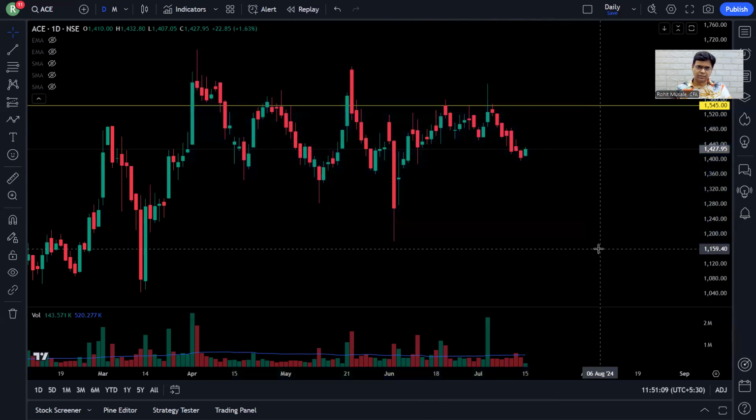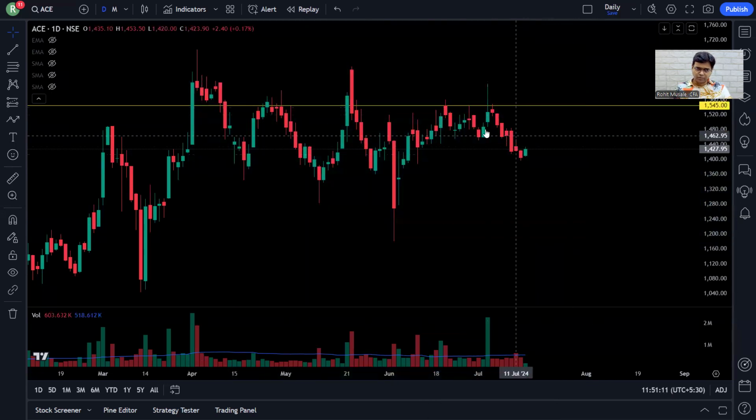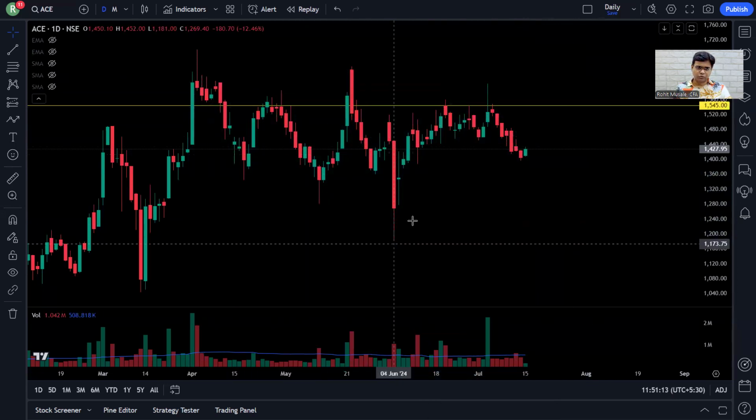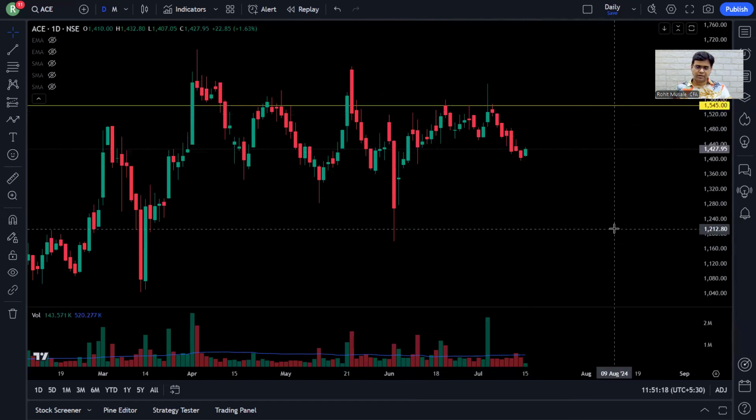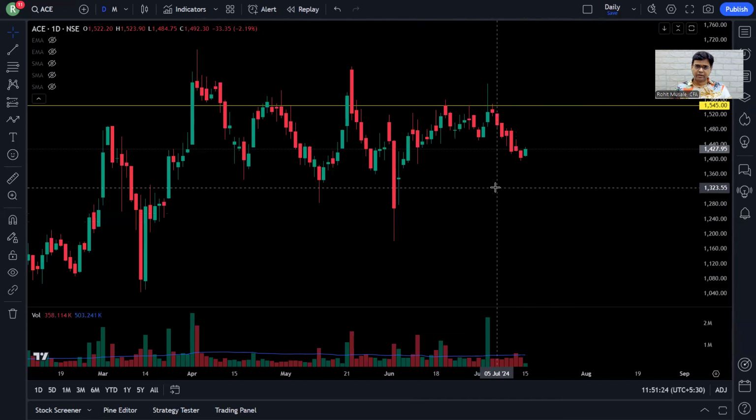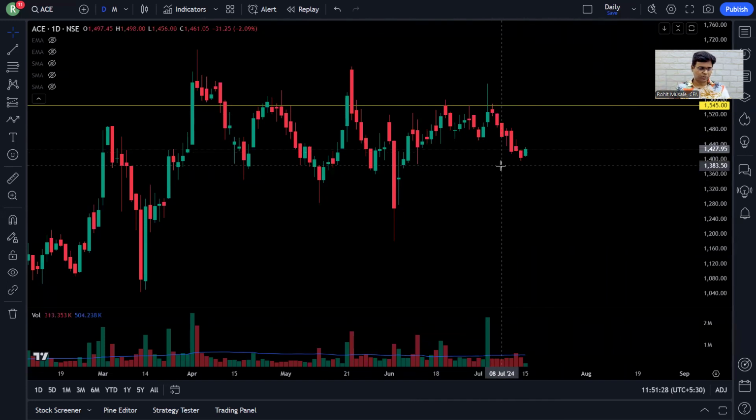Nothing wrong with this. It could even consolidate more from 1, 2, 3, 4. It could create 5, 6, 7, 8. It could create more points. It still remains a stage 2 stock. So there is nothing wrong with the base. The problem is I got in too early. That is why my stop loss got hit.